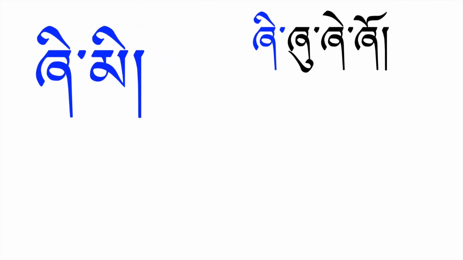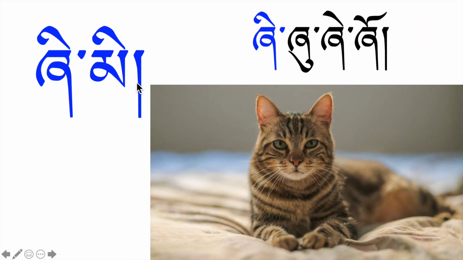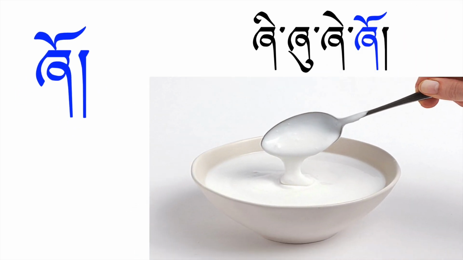Now sha kigu she and ma kigu me. She me. Meaning is cat. Meow. Cat. She me. Now sha naru sho. The sho means yogurt. I love yogurt. Delicious. Sho.